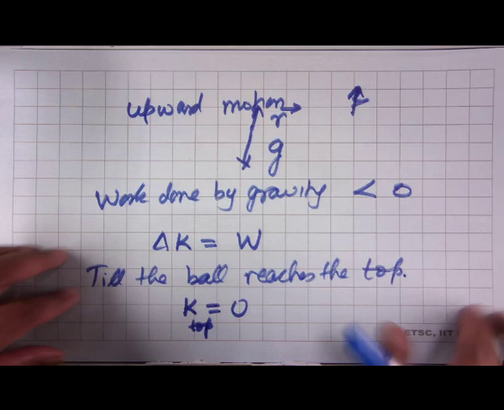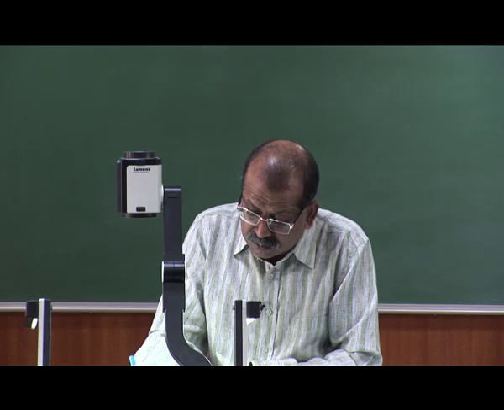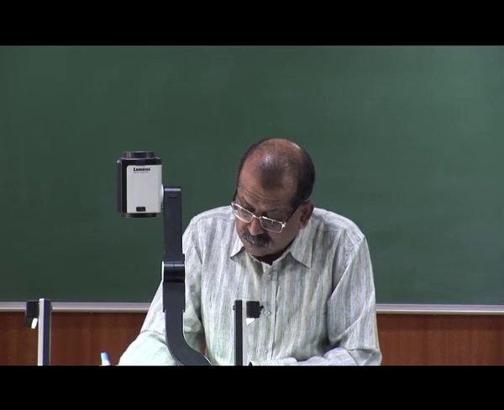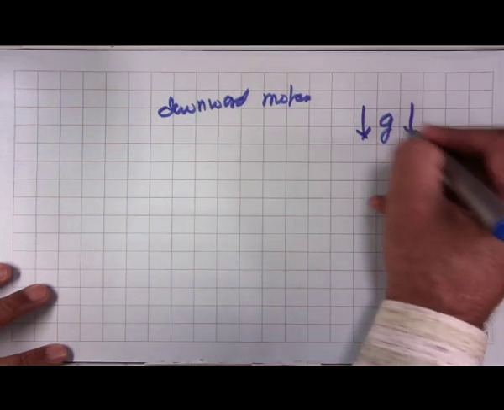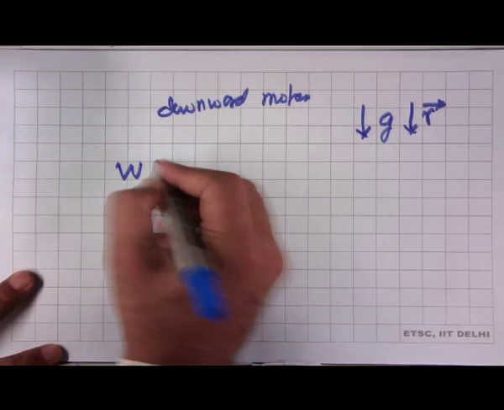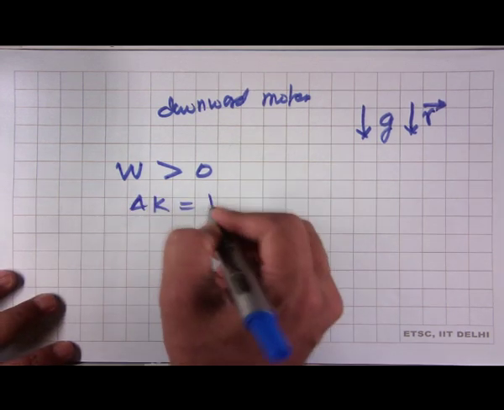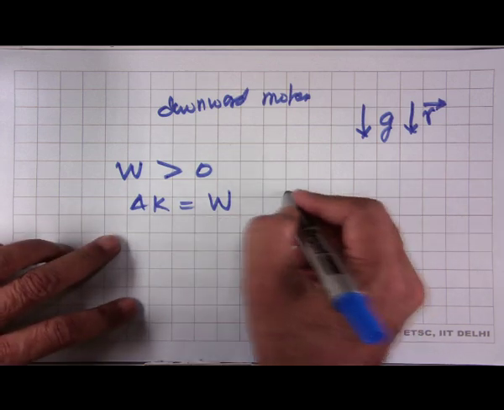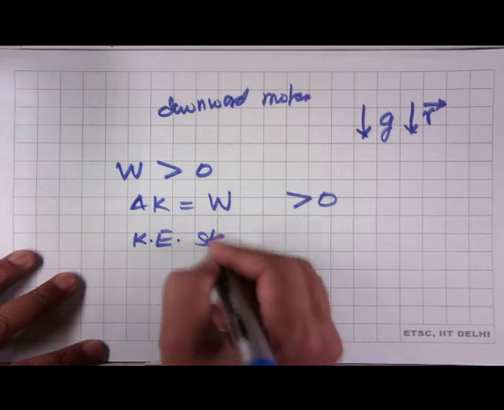Now, as the ball comes down in the downward motion, gravity is acting down and the displacement vector is also down. Therefore, now the work done is positive, and change in kinetic energy, which is equal to work done, is also positive. That means the kinetic energy starts to increase.